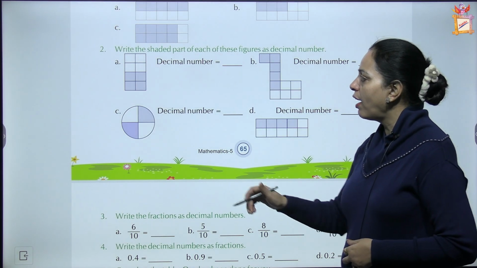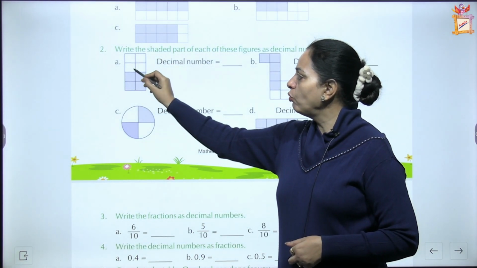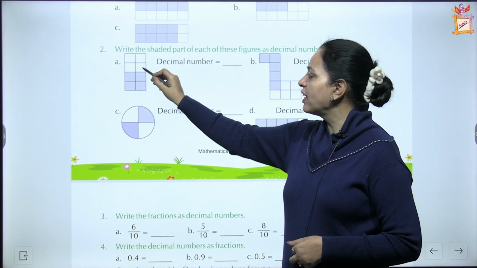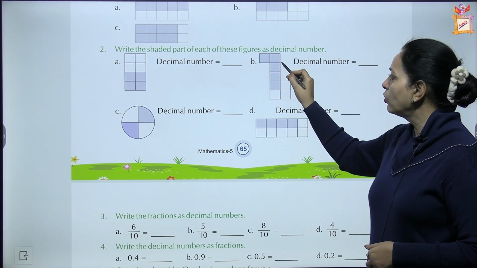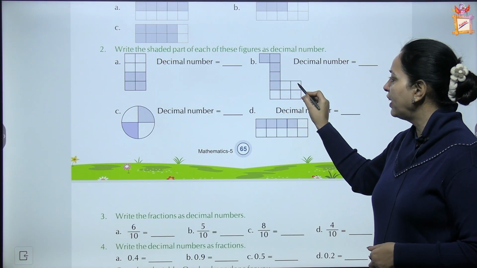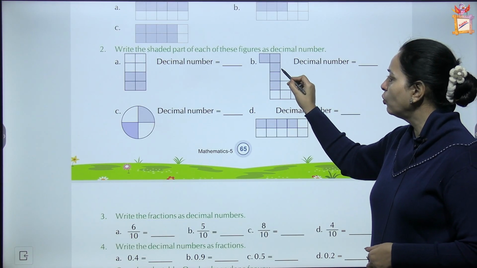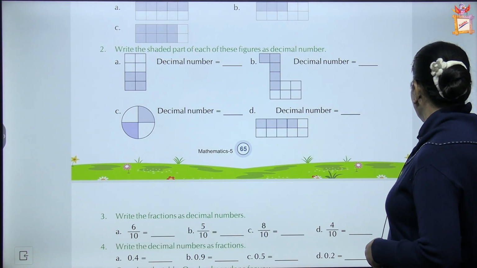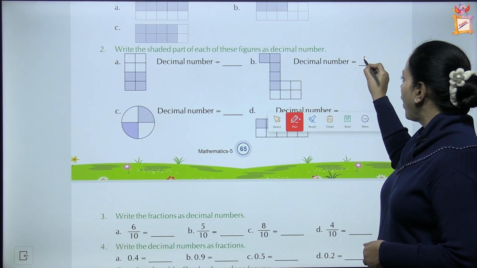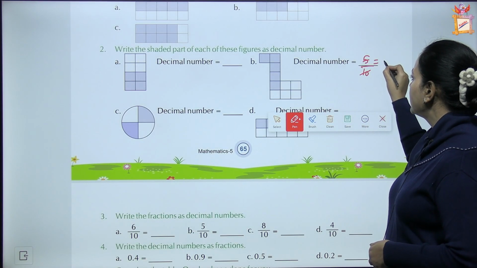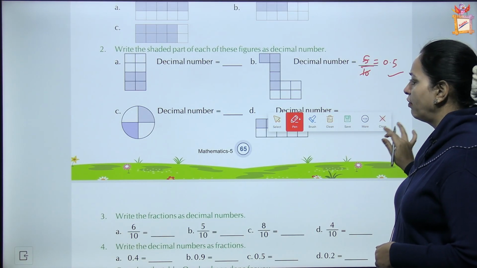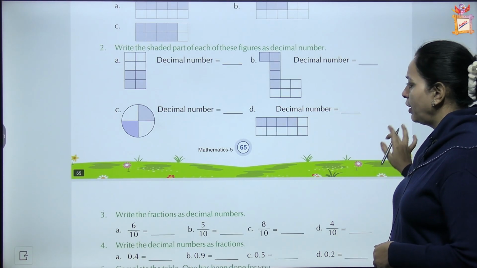Now the second one, write the shaded part of each of these figures as a decimal number. Like here A part, this is 1, 2, 3, 4, 5, 6, 7, 8. So we can try it. Like this one, B part, 1, 2, 3, 4, 5, 6, 7, 8, 9, 10. Out of 10, 5 are shaded. So 5 upon 10, this is 0.5. So similarly, you can try the remaining parts.